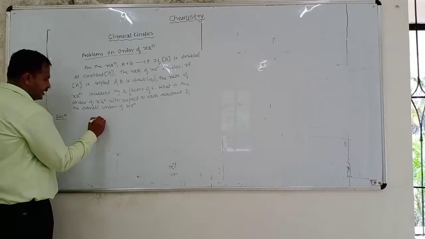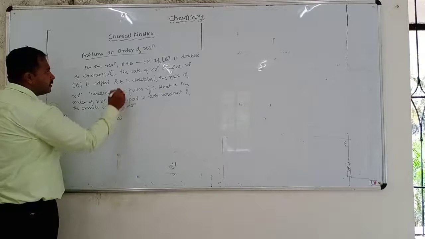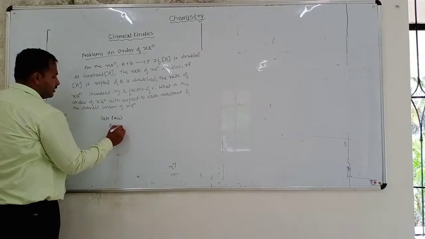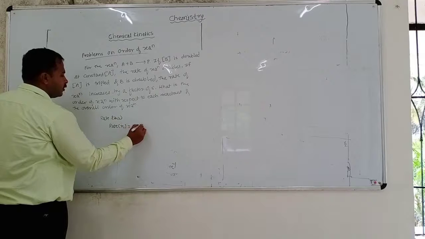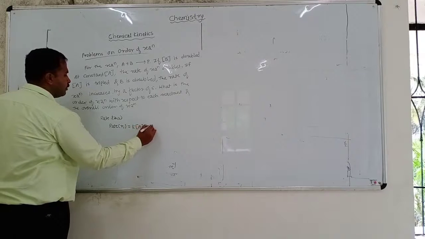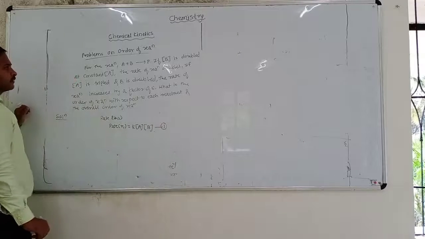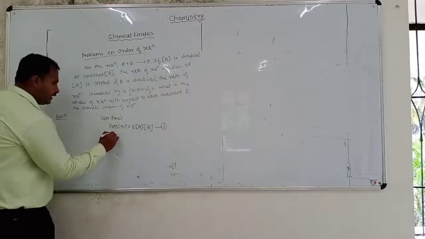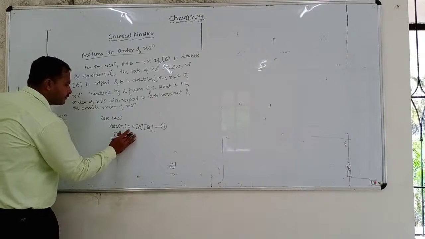Given reaction चा rate law काय लिहू शकतो आपण. Rate law of the given reaction, rate R1 is equal to K into concentration of A into concentration of B. Okay, this is the equation 1. If concentration of B is doubled, म्हणजे काय केलेलं आहे, B चं concentration डबल केलेलं आहे, 2B.